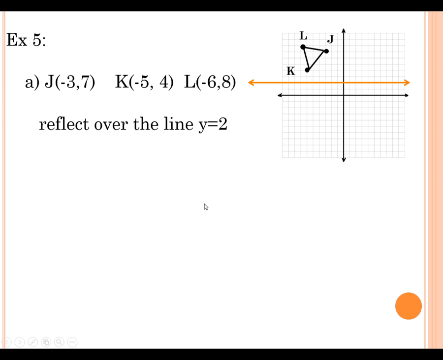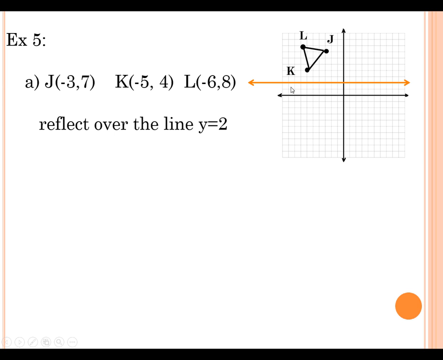Okay, so on this one, we are reflecting J, K, and L over the line y equals 2. When it's y equals a number, that's a horizontal line. This tells you it will intersect y at 2, so it's a horizontal line that hits the y-axis at 2. If it's an x equals, then it's a vertical line that hits the x-axis at whatever it says. Okay, so we have our line y equals 2, and we want to reflect the points J, K, and L over this line.